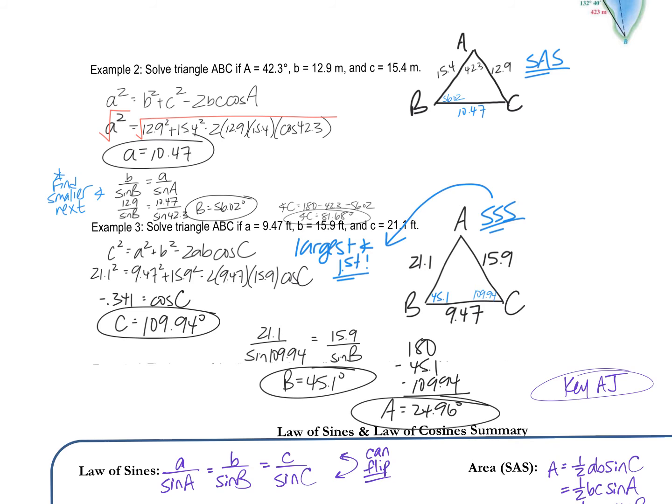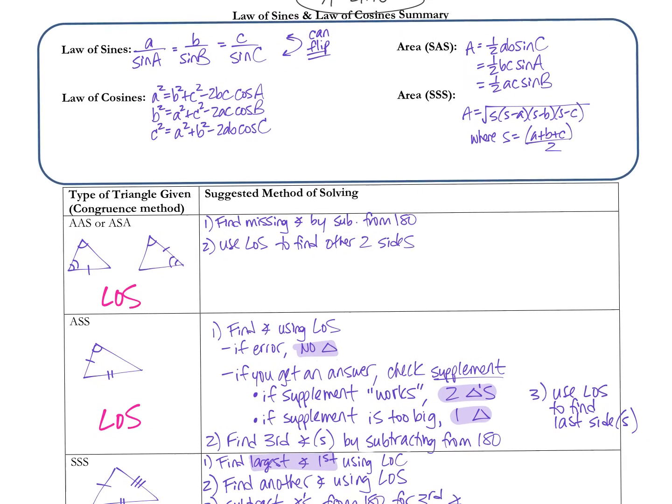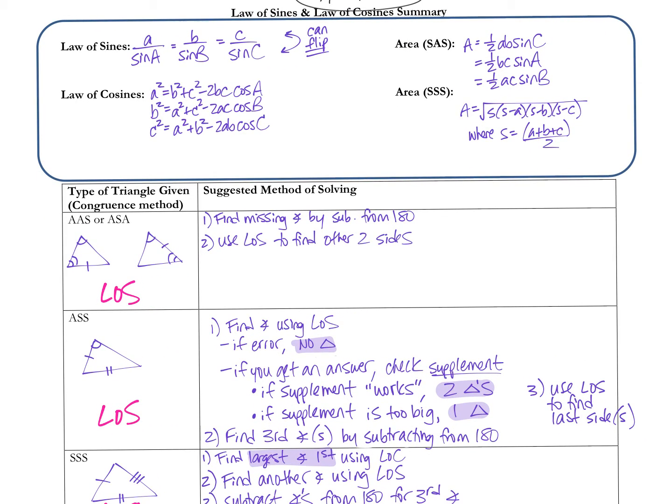Okay, so I know that was kind of a lot. The law of cosines is a long formula, and algebraically, you guys need to be really careful when you're solving for your variables. But what I have here, if you want to take out that sheet that I passed out to you yesterday, I have the law of sines and law of cosines summary. This looks like a lot of stuff, but you guys can pause the video. I'm just going to breeze through this really quick.